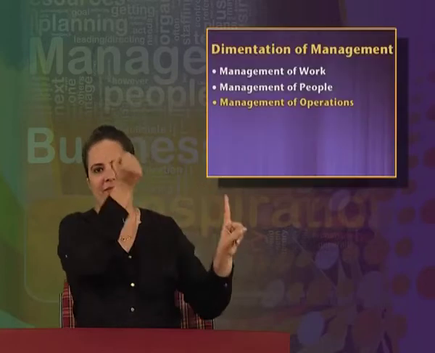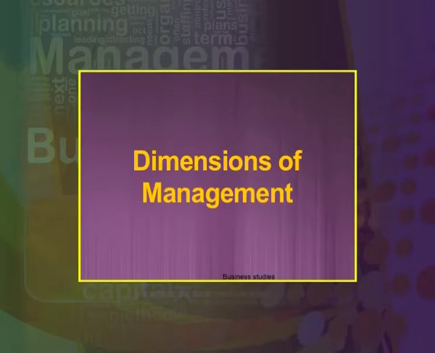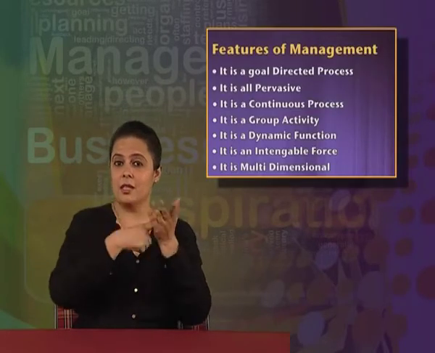Third, management of operations. An organization has a product or service to offer. Management helps in transforming the input into desired output for consumption. It is a link between management of work and management of people. So, we have understood all the features of management. So, students, we have finished all the features of management.